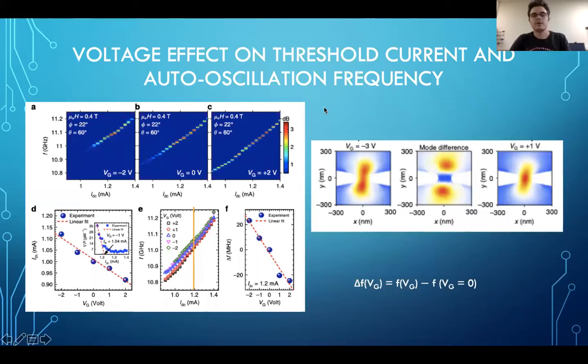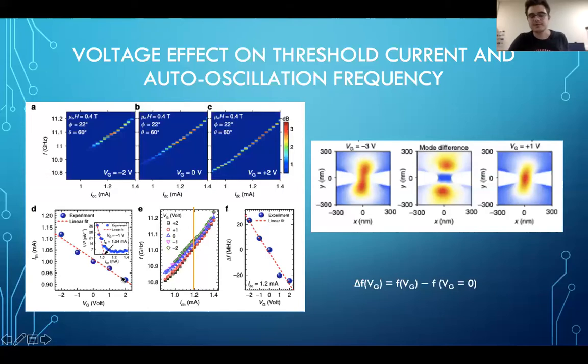Okay. And what's the voltage effect on the threshold current and auto-oscillation frequencies? These graphs show auto-oscillation frequencies versus the current sent through the beta-phase tungsten. This H is constant with these angles. Phi is the in-plane angle and theta is the out-of-plane angle. When we applied -2 volts, this graph happens, and 0 volts and +2 volts.